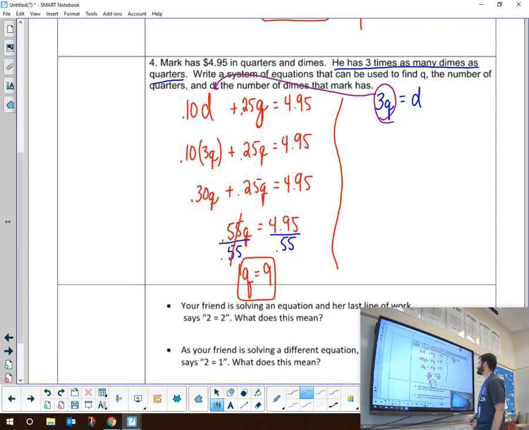They're very similar in shape. So we're going to plug that back in to find out how many dimes we have, because we have more dimes than we have quarters. So we're going to plug this back in. We're going to go 3 times 9 equals D. And so we're going to have how many dimes? 9 times 3 is 27. So we're going to have 9 quarters and 27 dimes.